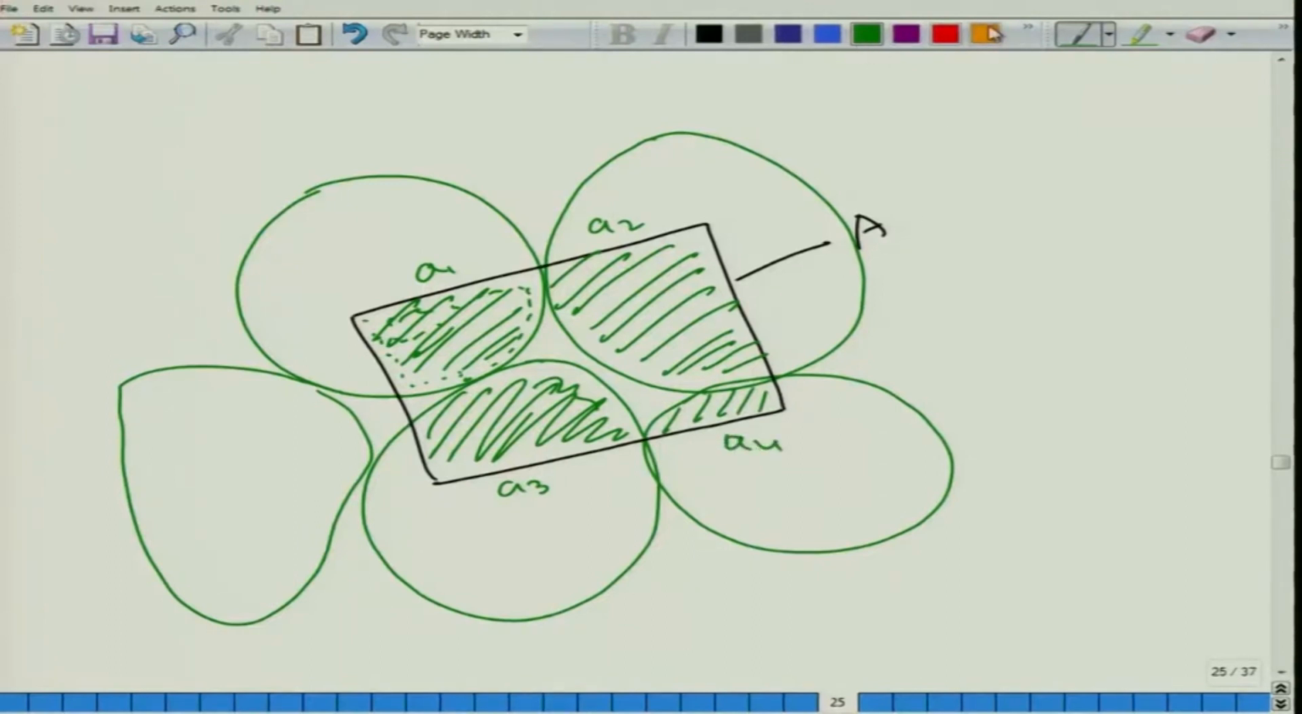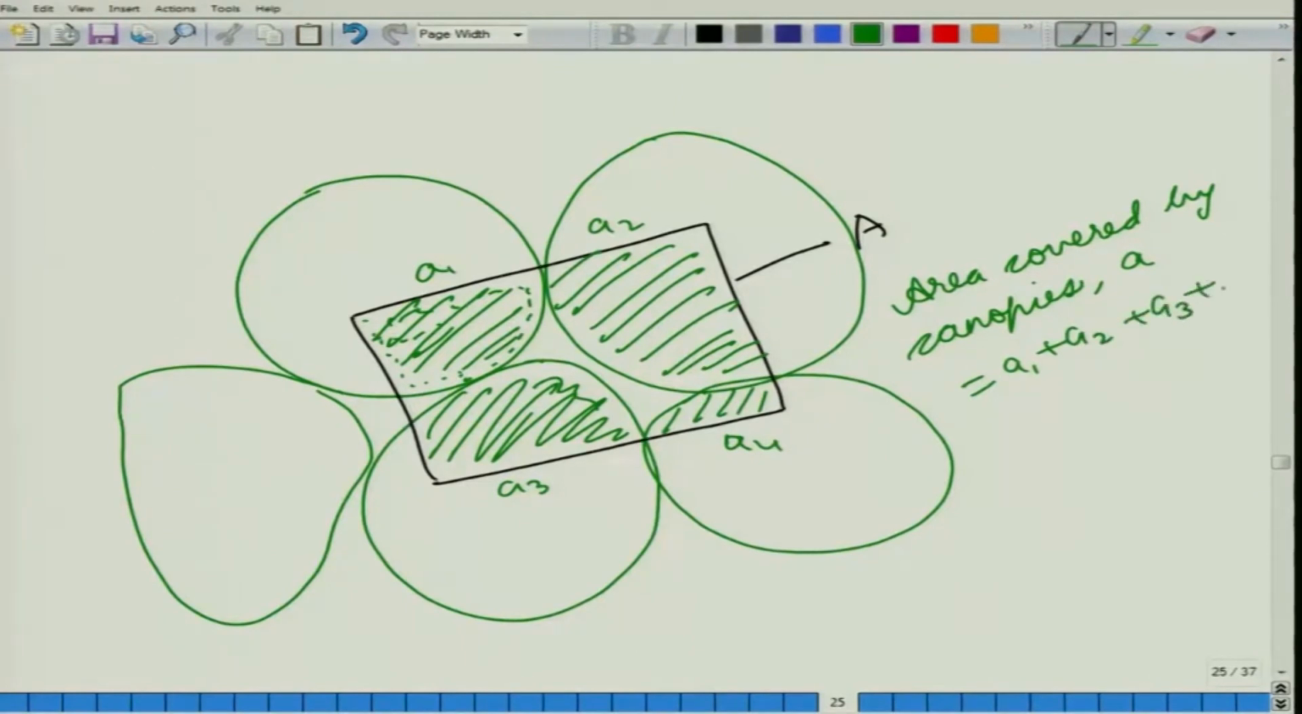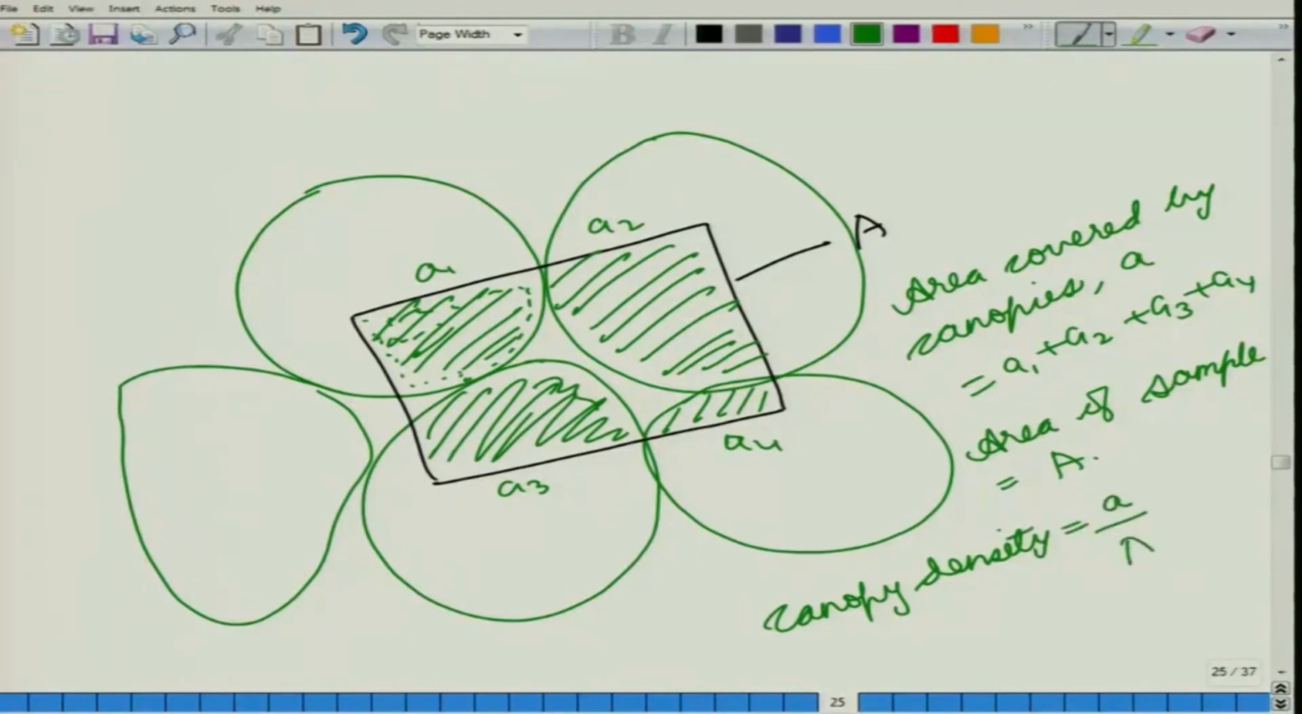So, the area covered by canopies, that is small a, is equal to a1 plus a2 plus a3 plus a4. The area of the sample, or the sampling area, is capital A. So, your canopy density is given by small a by capital A into 100%.